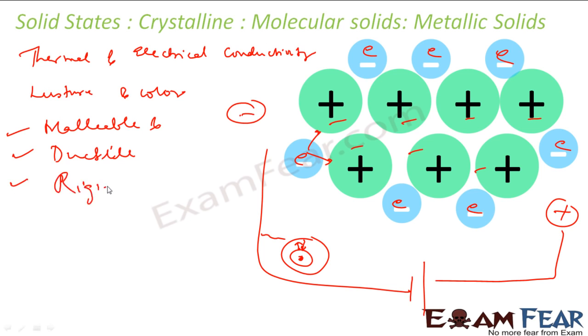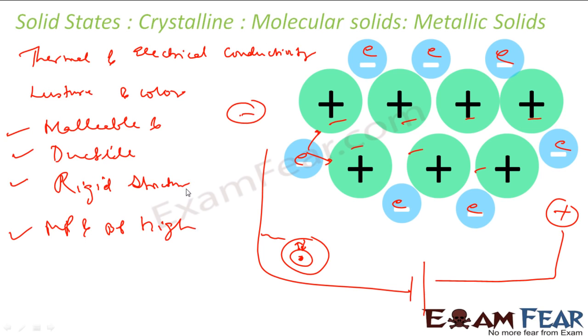Since the force of attraction is more, this metallic bond, the attraction is more, they are rigid. It's a rigid structure. Since the structure is rigid, they have high MP and BP, that is, high melting and boiling point.